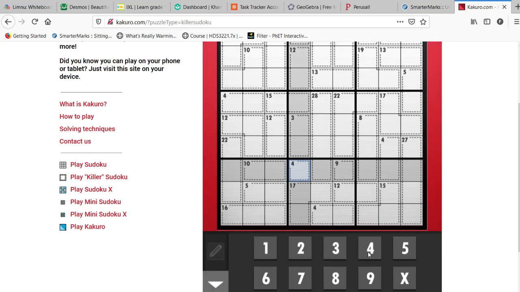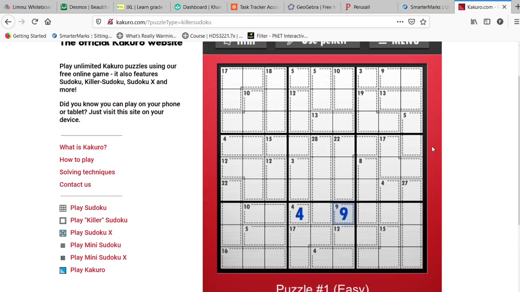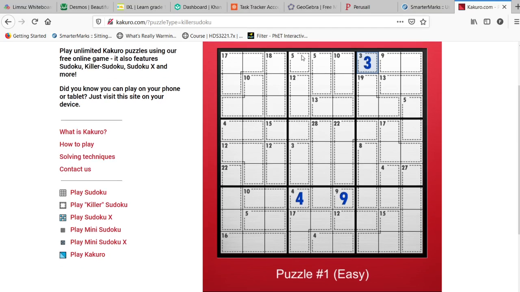Again, the key starting points are to look for squares or regions that only have one option. So when we fill these in, if I could find just the right place to frame it, we'll be able to click on all the numbers. So we fill these in first. And in doing so, we've filled in some of the blanks.